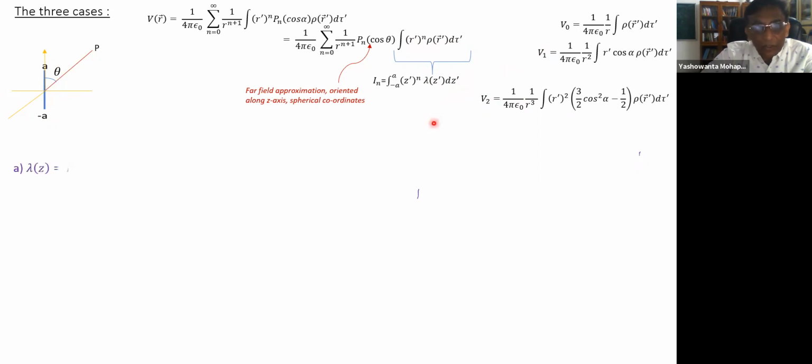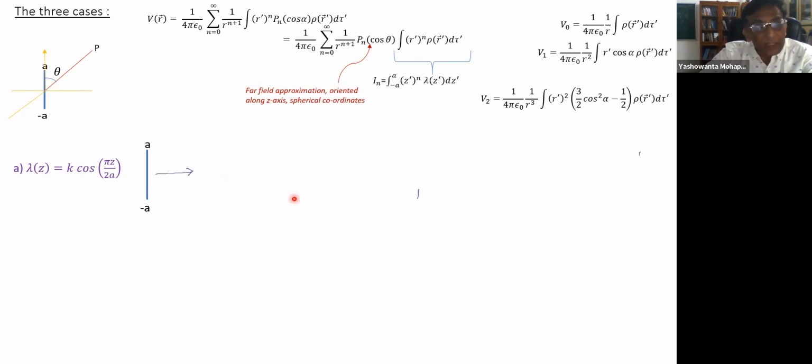All right. So in this particular case, let's take the first case. That is k cos pi z by 2a. And figure out this integral and hence this potential, the first term. What is this term? The limits are minus a to a.